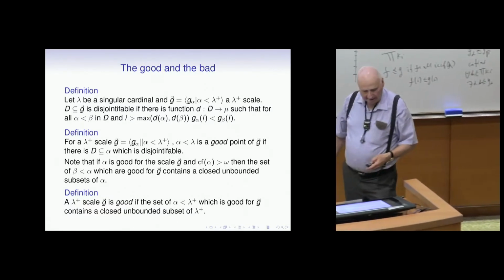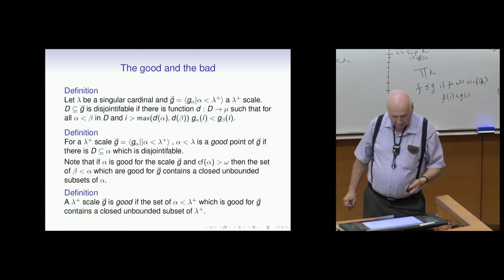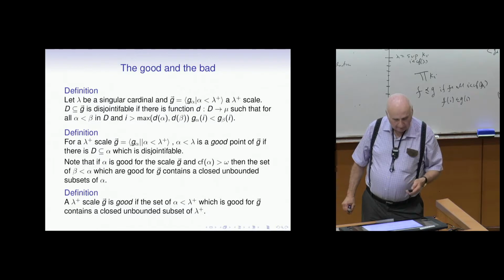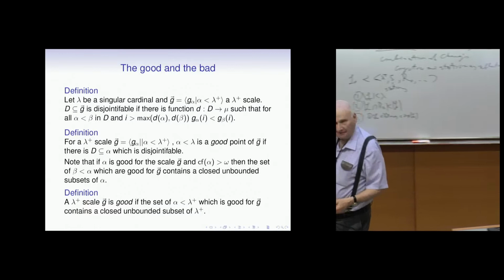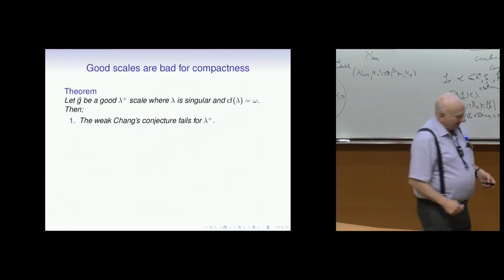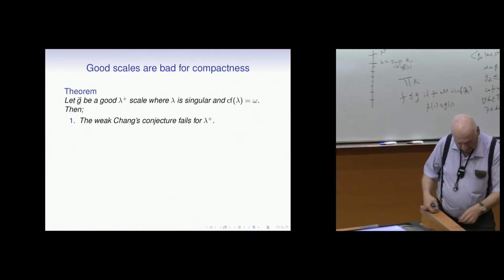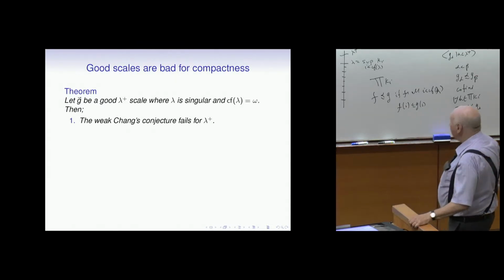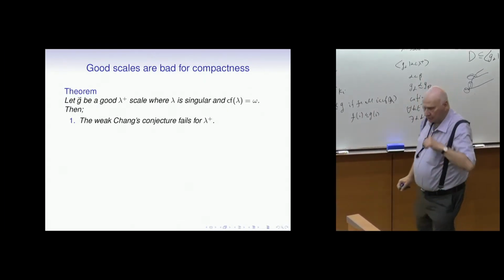Okay, and a scale is good if most alphas less than lambda plus are good. Namely, a closed unbounded subset of lambda plus is good. Now, we call them good. This is a term introduced by Shelah. But actually they are bad. They are bad for compactness. And by the way, it's not too surprising, because if you think about a good scale, it by itself is a counterexample to compactness.